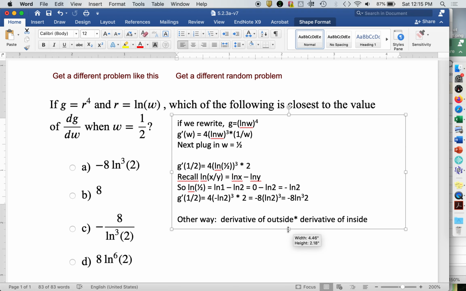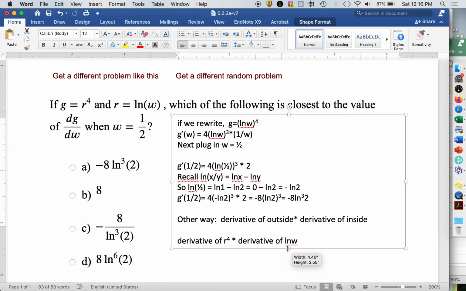The other way you can do this problem is to just leave them separate. Do the derivative of the outside function, which is the r to the 4th, times the derivative of the inside function, which is the natural log of w. With that approach, we'll have 4r to the 3rd times 1 over w.